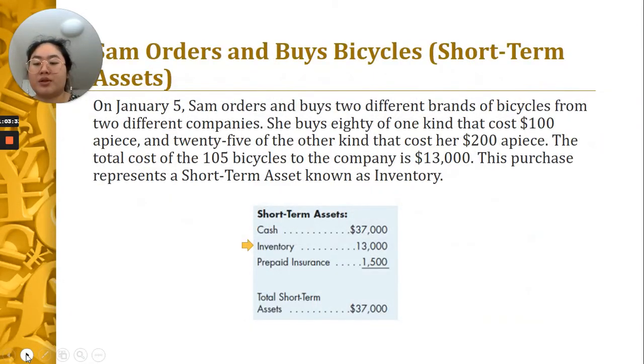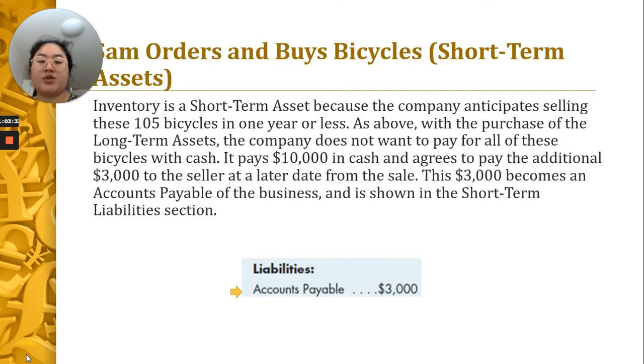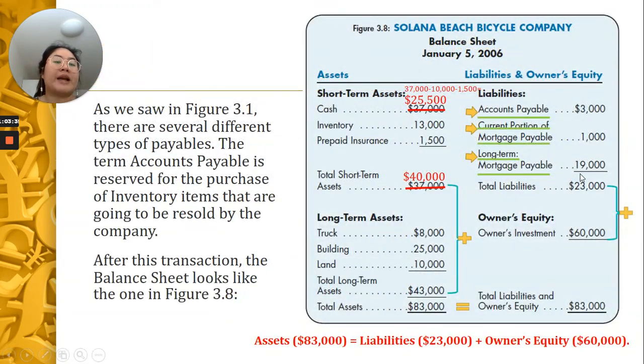I go back to let you follow and understand. Okay, so you sum it up: accounts payable 3,000, current portion of mortgage payable 1,000, and long-term mortgage payable 19,000. The total is 3,000, 1,000, and 19,000. The total liability is 23,000.